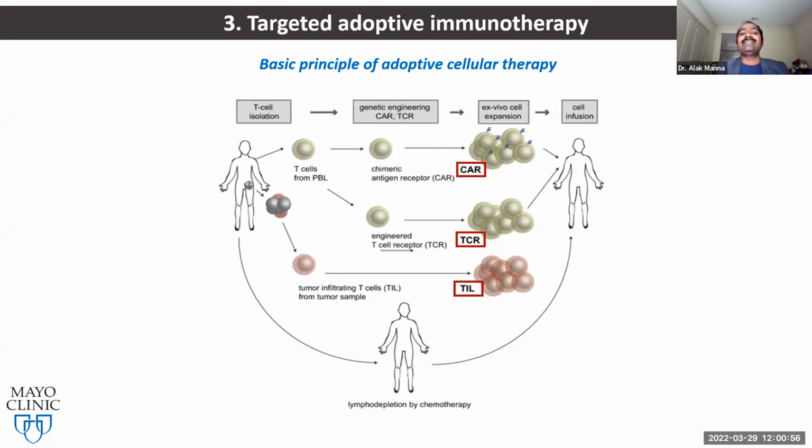Then I'm coming to the third section, which I'm currently working on, and we do have two clinical trials ongoing with this. The basic principle of adoptive cell therapy, or cellular therapy, is pretty simple. Isolate cells from a patient, engineer those with your identified target, so it's called CAR, chimeric antigen receptor, and then expand those engineered CAR cells ex vivo and give them back to the patients.